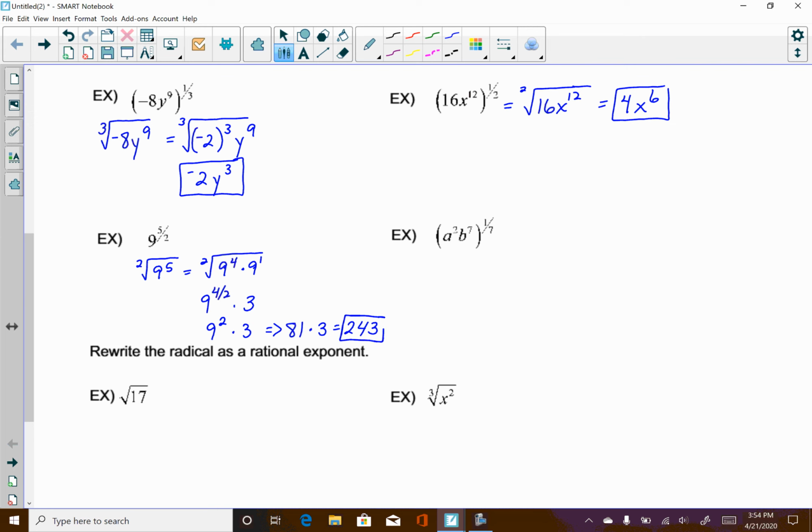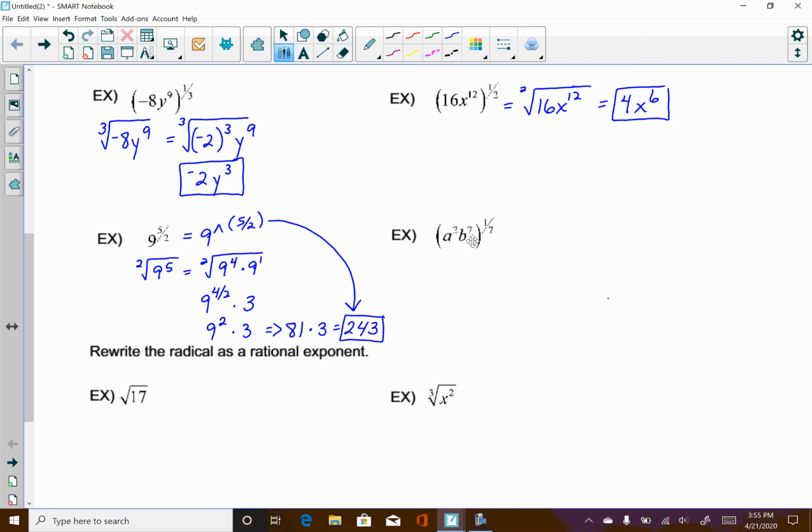Final answer. Now I will tell you from the very top, 9 to the 5/2, if you put it in your calculator like this, 9 raised to the 5 divided by 2 in parentheses, your calculator would give you 243 straight away. Okay.